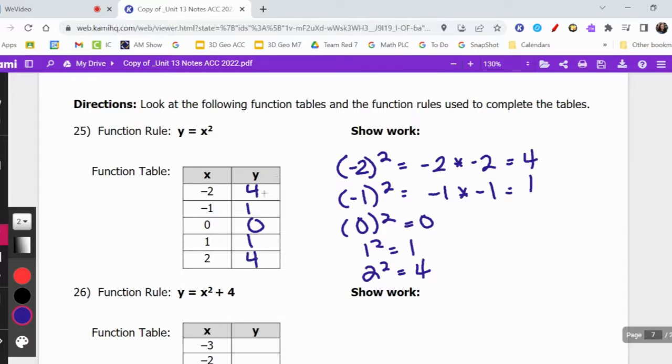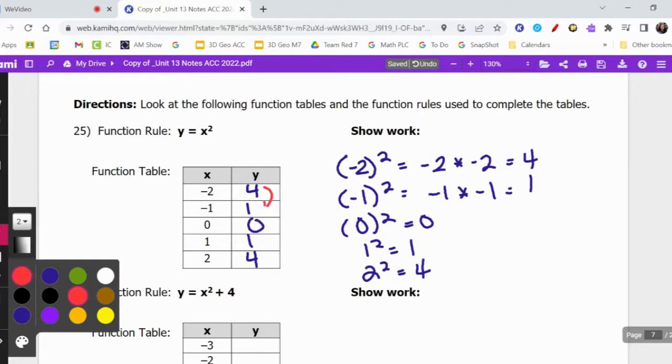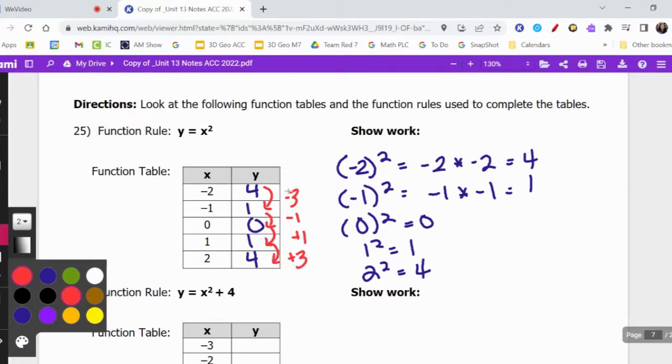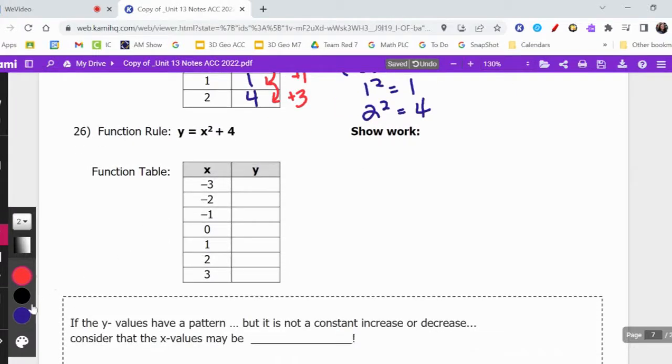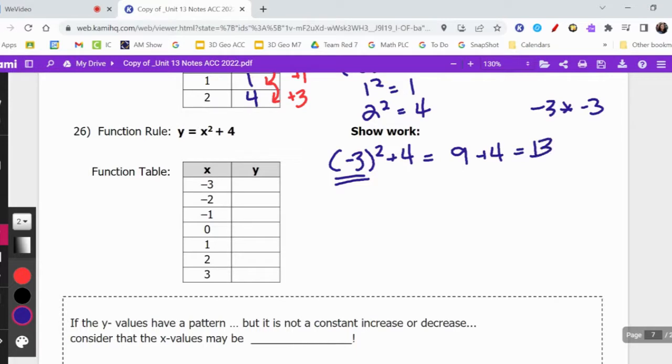Take a look at the pattern created. We have minus 3, minus 1, plus 1, plus 3. That's an unusual pattern from what we've seen today, but it is something to do with the squared exponent. So let's do another one. If y equals x squared plus 4, and we're given negative 3 as my first x, I'm going to do negative 3 squared plus 4. Negative 3 squared is negative 3 times negative 3, which is a positive 9, plus 4, and I get 13.